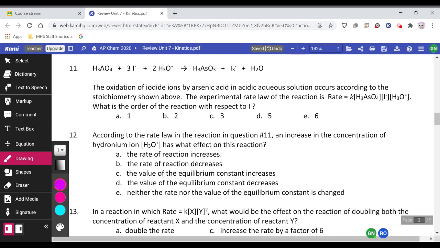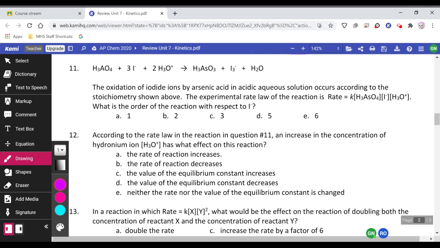Okay, on the next one, the oxidation of iodine ions by arsenic acid in acetic aqueous solution occurs according to the stoichiometry shown above. The experimental rate law of the reaction is as follows. What's the order of the reaction with respect to iodine? Okay, so what did you have on that one? In respect to iodine.